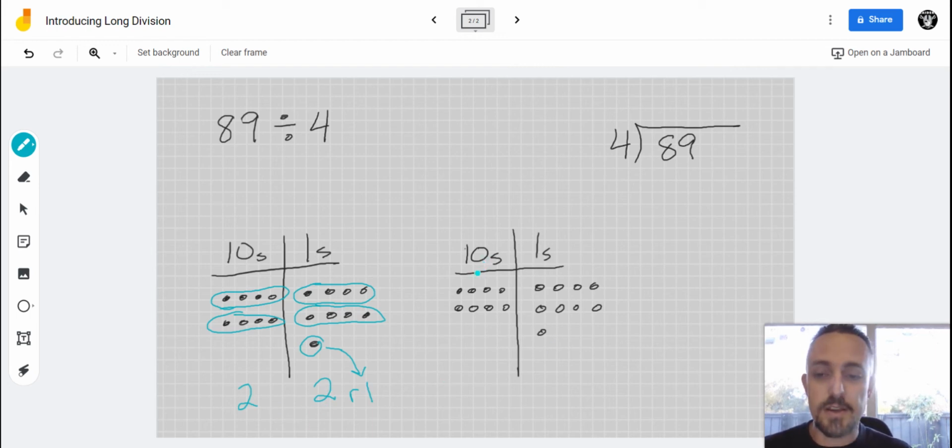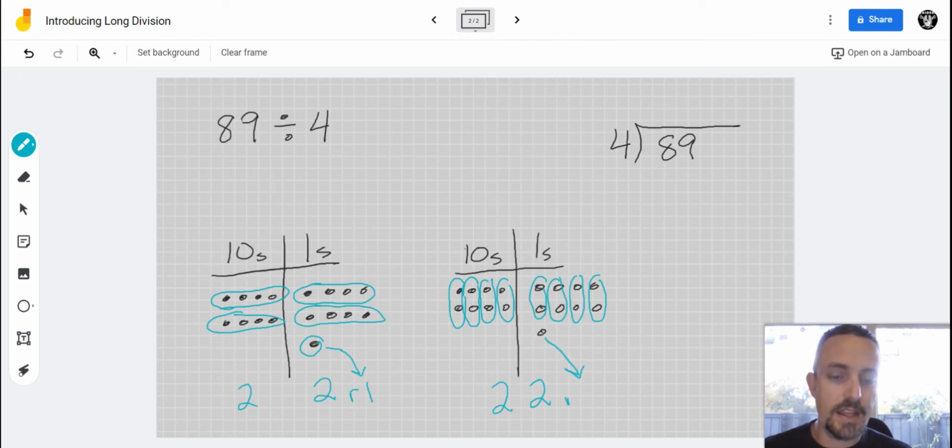Over here, another way to think about it is to divide this into 4 equal groups. So here's 1 group, here's 2 groups, here's 3 groups, and here's 4 groups. And each one of those groups has 2 tens in it. I can do the same thing here. I need 4 equal groups. Well, if I split 9 into 4 equal groups, each group has 2 in it, but I still have this guy left over, and that's 22, remainder 1. So that's what you do with the leftover piece. That is a remainder.